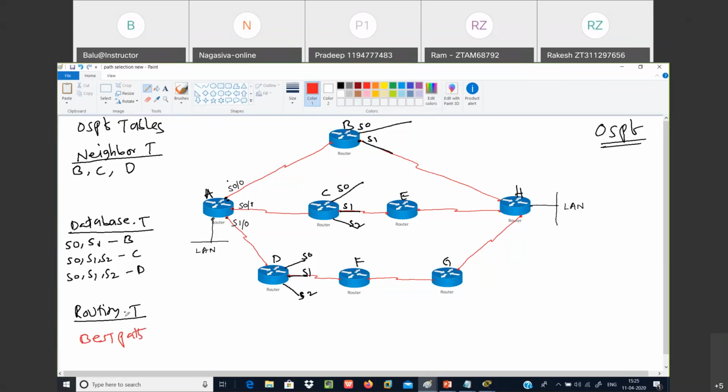Clear, guys? So for A LAN users to reach H LAN users, which route can they choose? Based upon which information? Based upon routing table information, or database table information, or neighbor table information? Your traffic always reaches via which table's information, guys? Table.